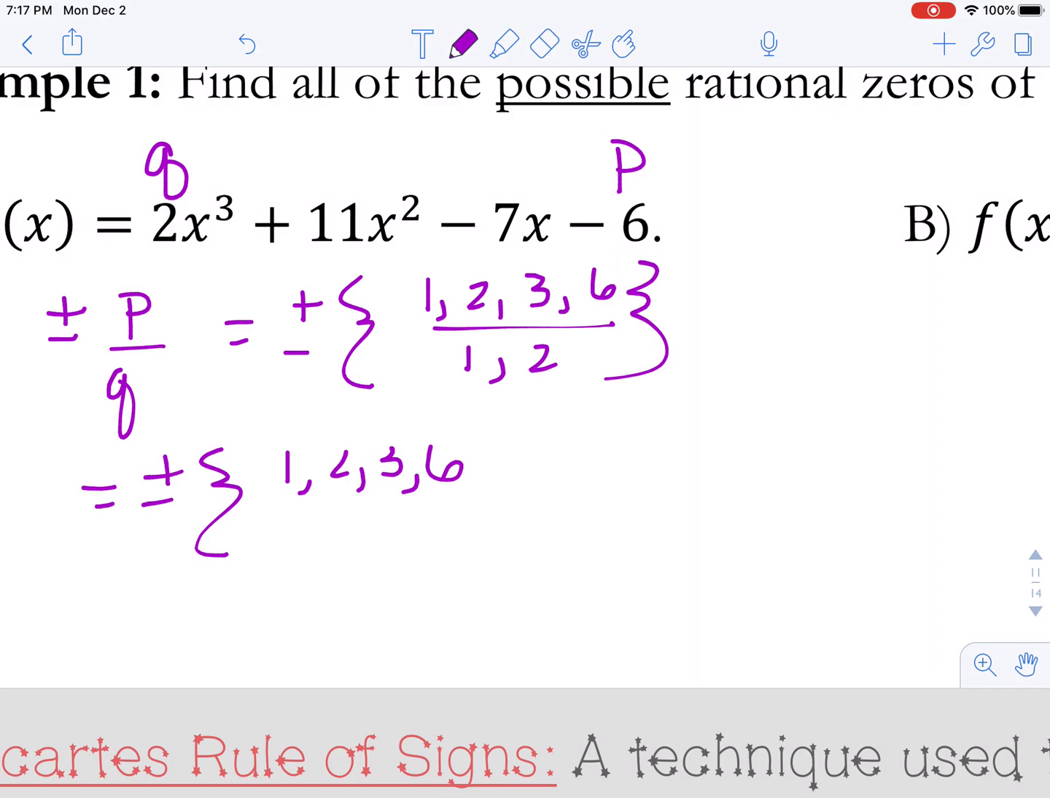Plus, I also have to look at 1 over 1, which is 1. I would have 2 over 1, which is 2. I would have 3 over 1, that's going to be 3. 6 over 1 is also going to be 6. But then I could have 1 over 2. So I'm going to look at 1/2. And the only other one that would be different would be 3 over 2. So my possible rational zeros would be plus or minus 1, plus or minus 2, plus or minus 3, plus or minus 6, plus or minus 1/2, plus or minus 3/2.